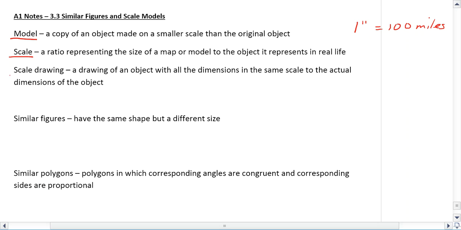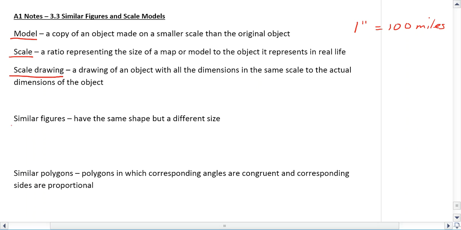A scale drawing is when you draw a picture of an object with all the dimensions in the same scale to the actual dimensions of the object. A common example of this is the blueprint of a house.